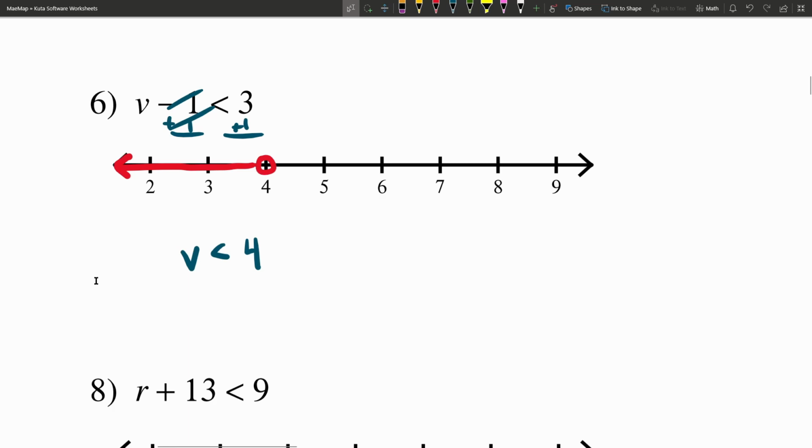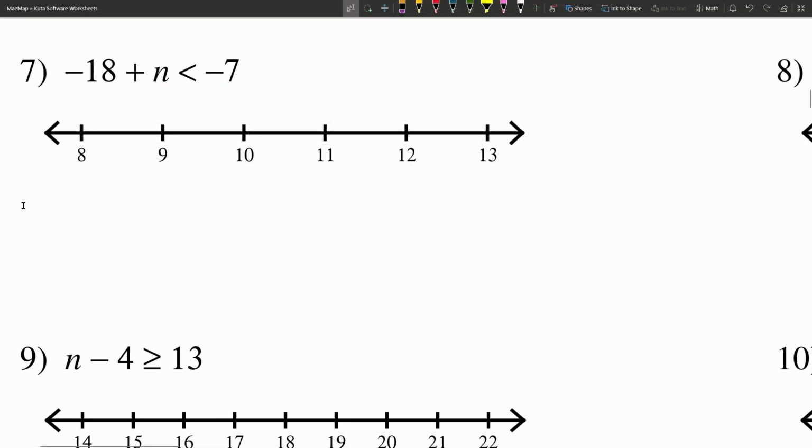Let's move on to number 7. For number 7, we have -18 plus n is less than -7. Well, again, we need to isolate n. This is a one-step inequality, which means we're going to do one simple step. We're going to add 18 to both sides. In doing so, -18 plus 18 goes to 0. That helps me isolate my n, or get it all by itself. And n is going to be less than -7 plus 18, which is a positive 11.